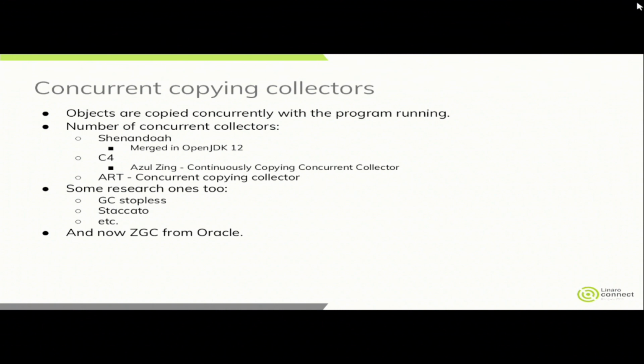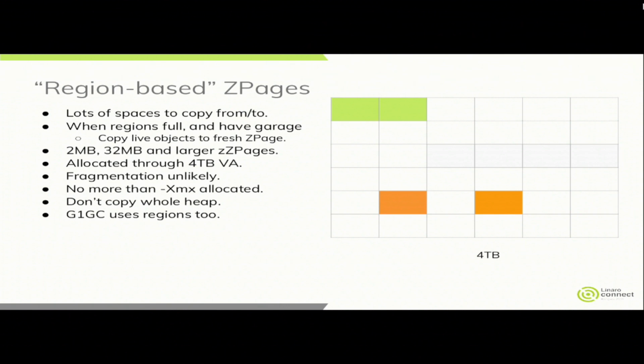And there's been lots of research into this too. There's Pauseless from Azul, there's Stopless from IBM, there's Staccato, there's another one called Sapphire. And so now we have ZGC from Oracle. Now, cast your mind back to the from and to copying collector.